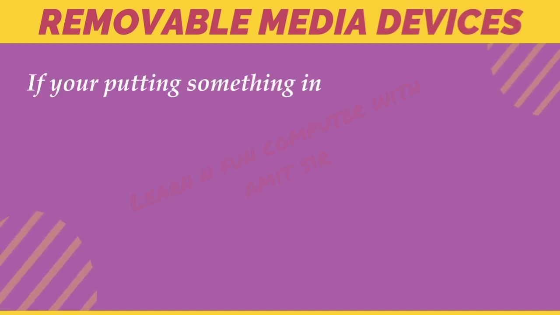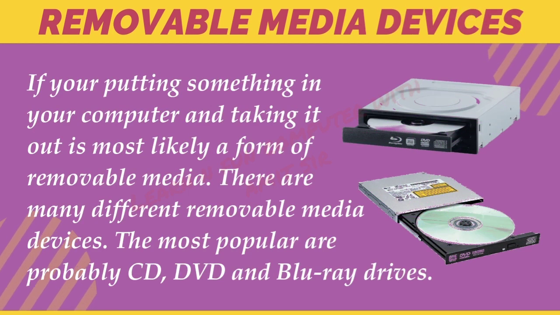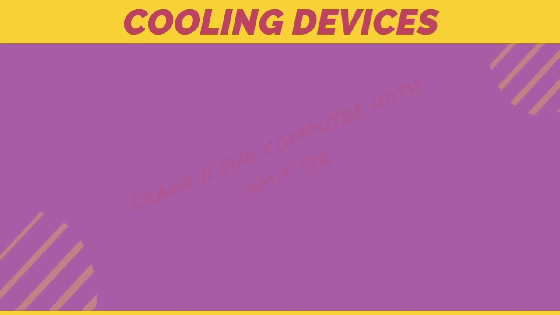The next part is removable media devices. If you are putting something into the computer and taking it out, it is most likely a form of removable media. There are many different removable media devices. The most popular are CD drive, DVD drive, and Blu-ray drives, which almost every computer these days has at least one of them. The next hardware components are the cooling devices or the cooling components.